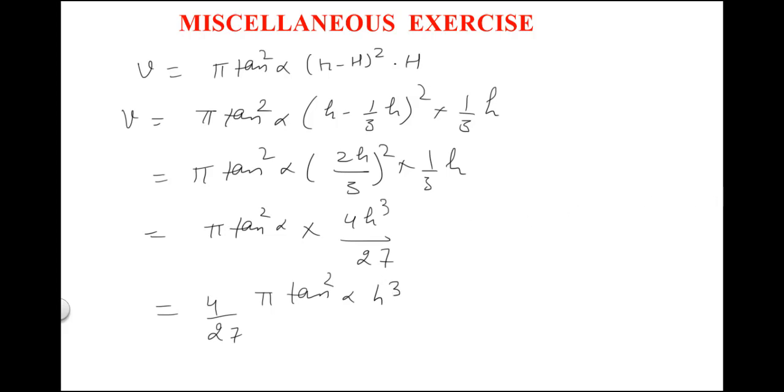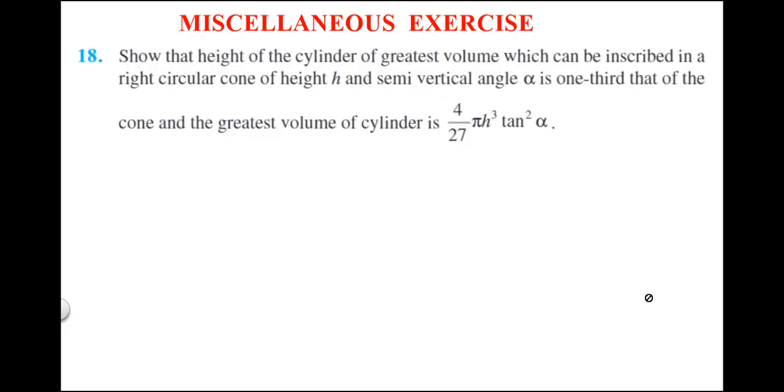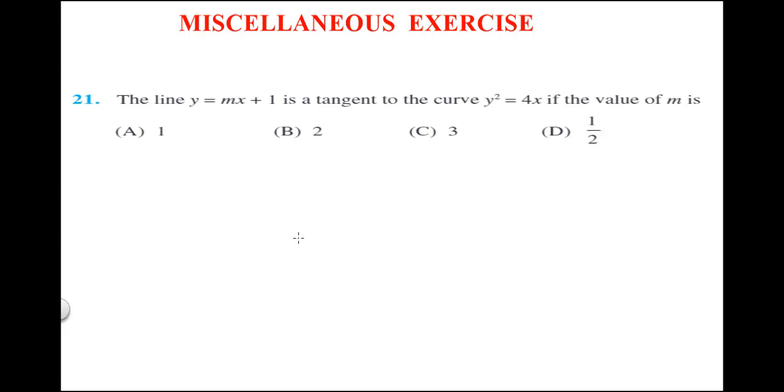So let us just have a look at the question and see if this was what we had to prove. Clear? As you can see, we had to prove the maximum volume as 4/27 pi h cube tan square alpha, which is what we are getting. So we have proved it. Clear? Let us go to another question now.